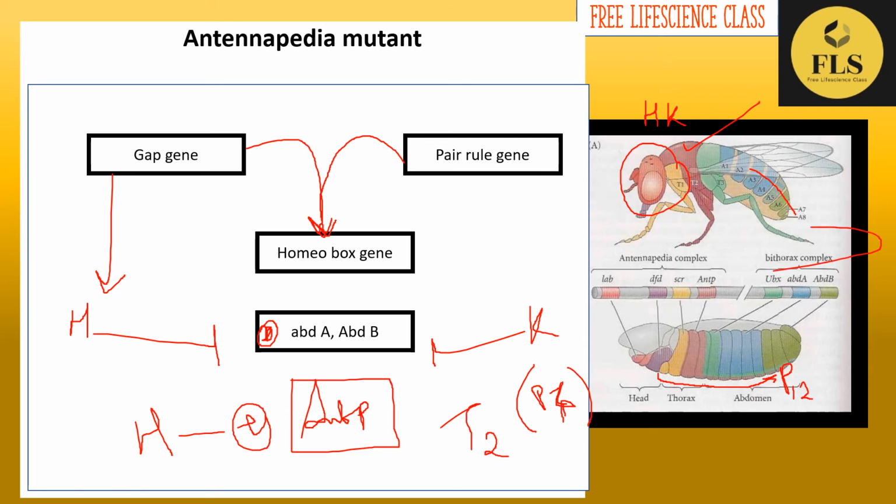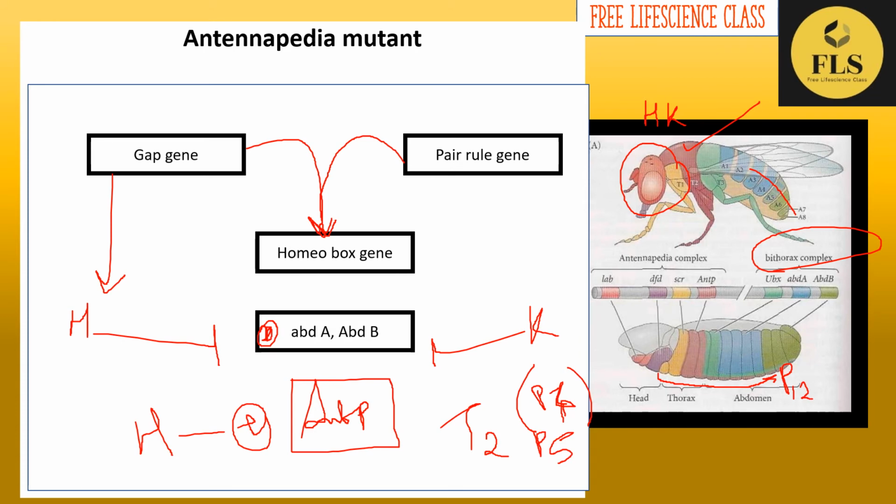So our bithorax complex will inhibit the antennapedia expression in the other segments. This antennapedia is repressed, or negatively regulated, by the genes ultrabithorax, abdominal A and abdominal B, so that the antennapedia cannot express in this region. Hence the antennapedia is strongly localized to parasegment 4 and parasegment 5. So you can only see the expression of antennapedia gene in parasegment 4 and parasegment 5.